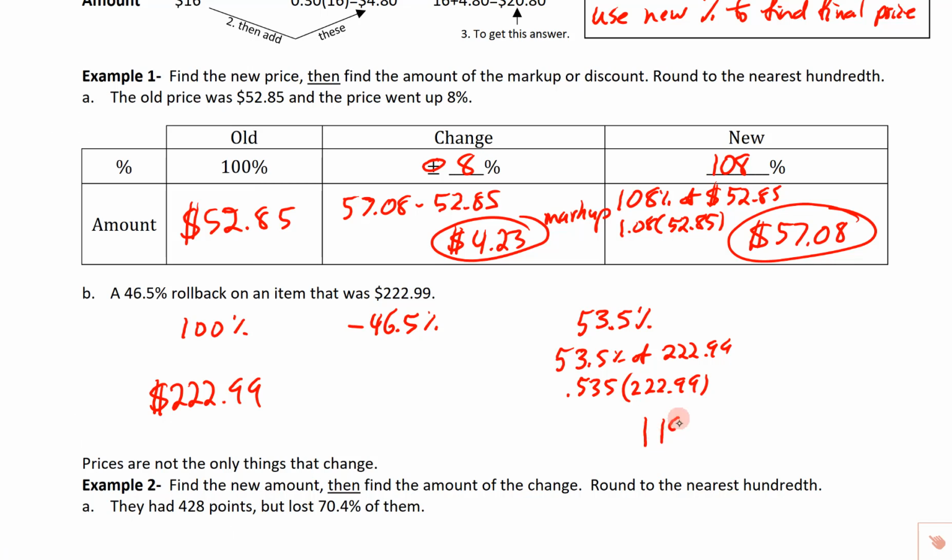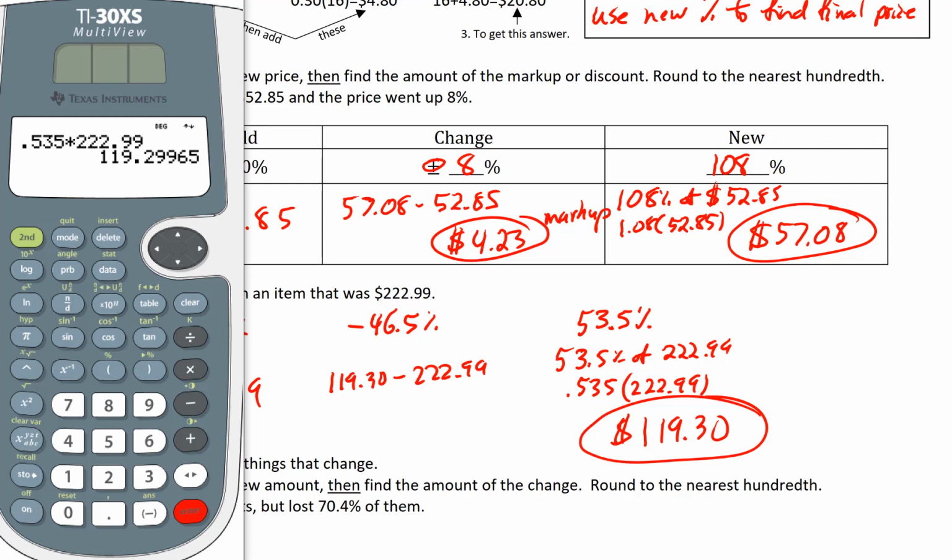$119.30. We'll go ahead and circle that. That's the final price. And then we want to figure out what the markup or discount is. So to figure out the discount, we're going to do the same thing we did up above. We're going to take the final price, which is $119.30, and we're going to subtract that original amount, $222.99. And I want to show you something interesting about the answer here.